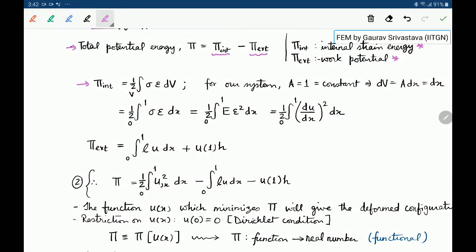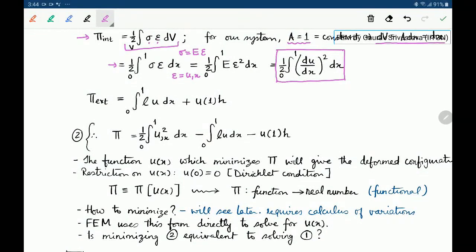Now the internal strain energy can be written as 1/2 integral over the volume of sigma times strain dV. Recall that for our system we have A equal to 1, which is constant, which means dV is equal to A dx, and is equal to dx. So this volume integral basically becomes a line integral. So we have 1/2 integral from 0 to 1 of sigma times strain, and once we use the fact that sigma is equal to E times epsilon and epsilon is equal to u comma x, we eventually end up getting the form for pi internal, the internal energy, as 1/2 of (du by dx) whole squared.